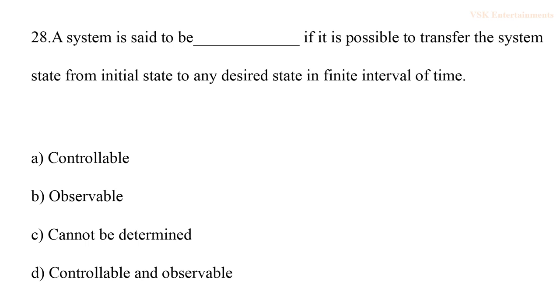Coming to the next bit, a system is said to be dash if it is possible to transfer the system state from an initial state to any desired state in a finite interval of time. Options are controllable, observable, cannot be determined, controllable and observable. This bit is directly the definition of controllability of a system. A system is said to be controllable if it is possible to transfer the state of the system from an initial state to any desired state in a finite interval of time. So option A is the right answer for this one.